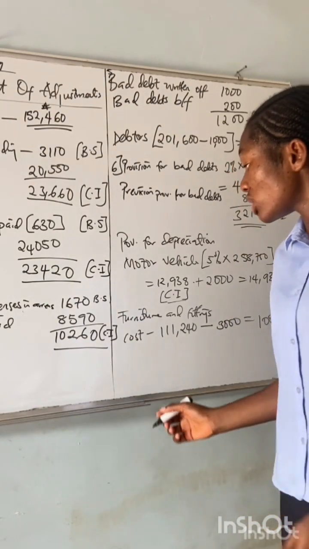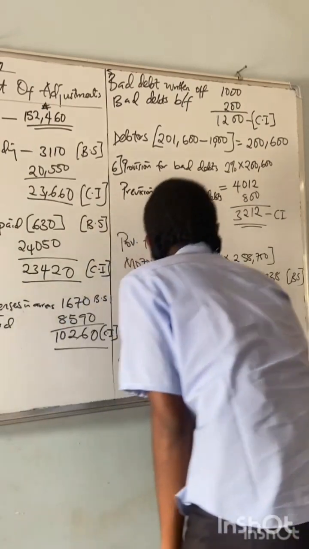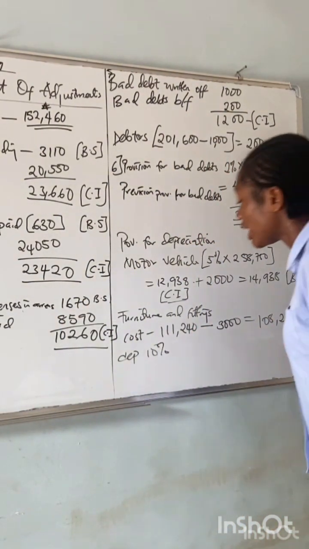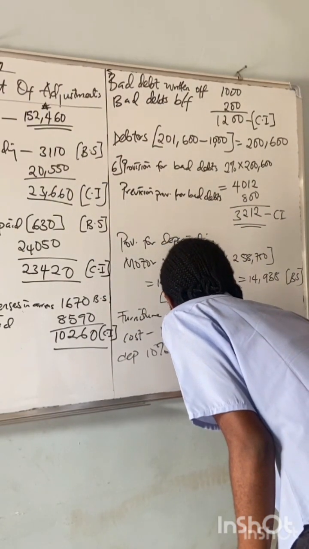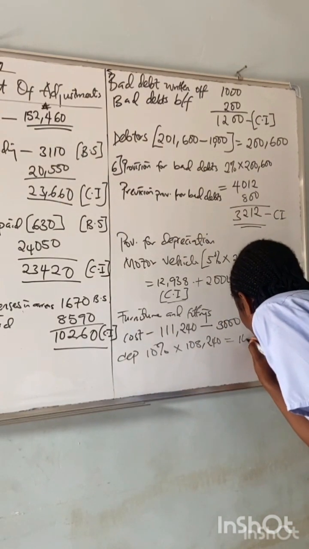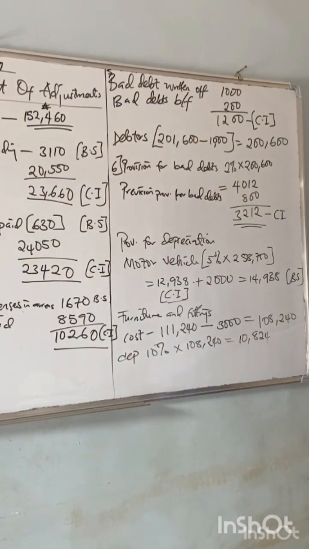And then they ask us to take for annual depreciation 10% times the book value, not the cost, okay. So 10% times our book value, 108,240. We're going to be having 10,824 naira. So this is our format, all right.